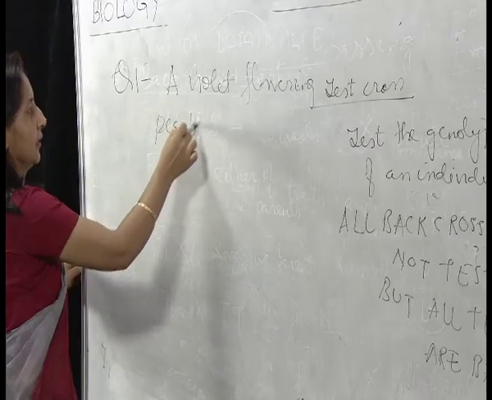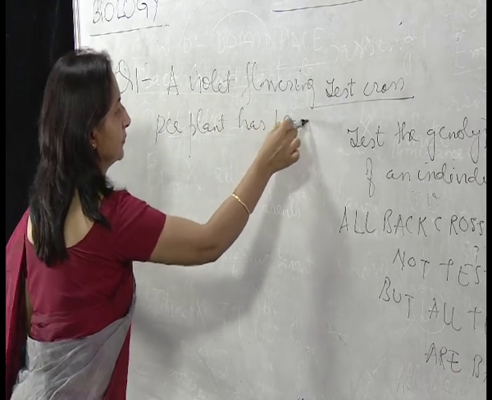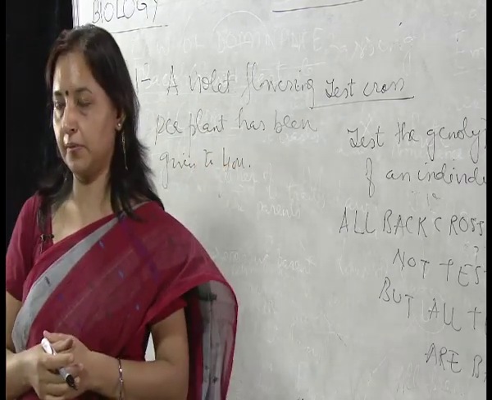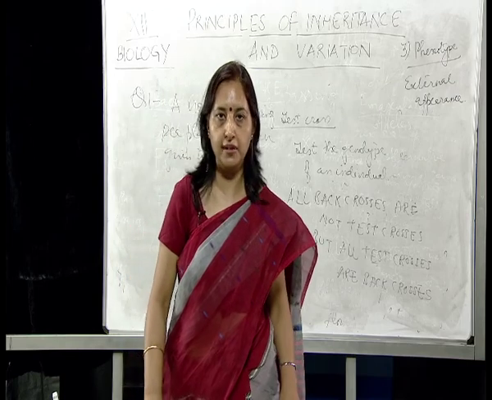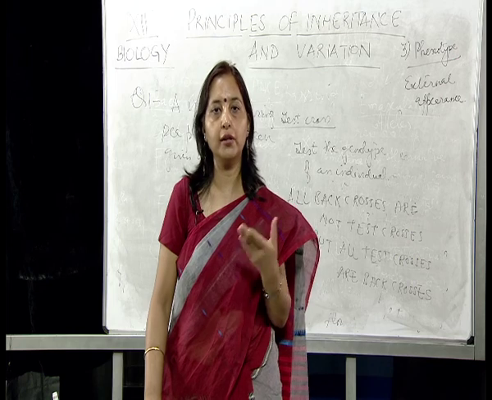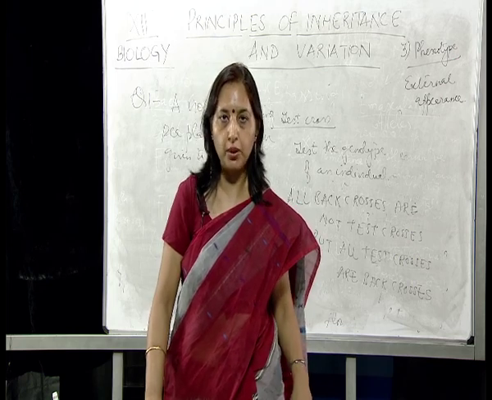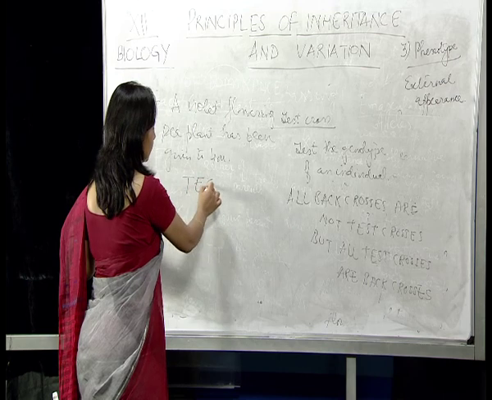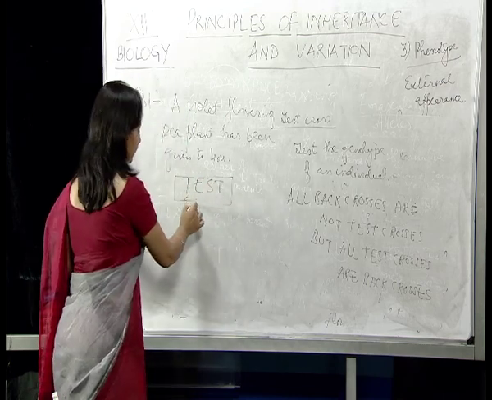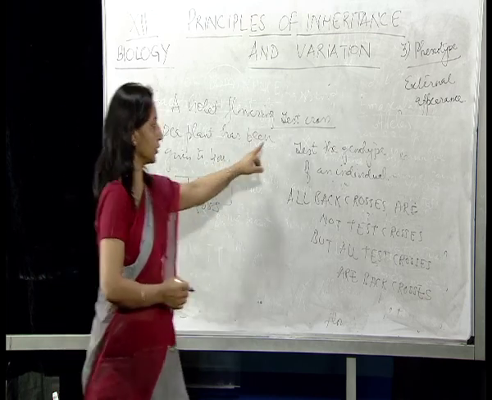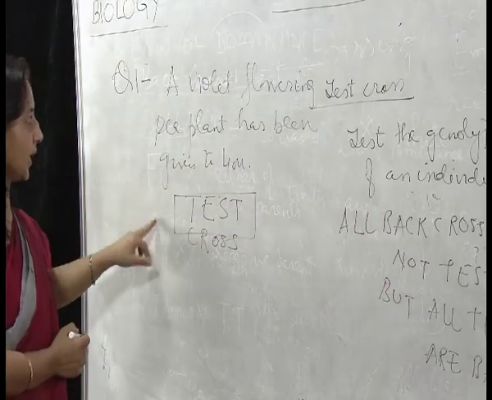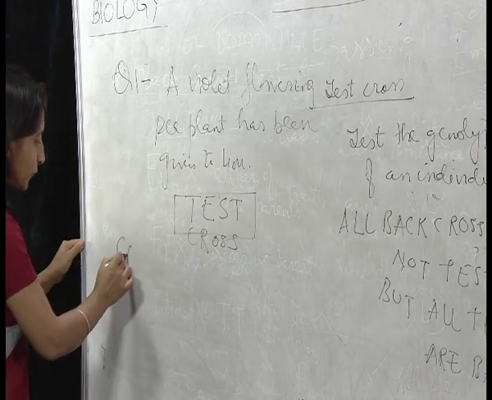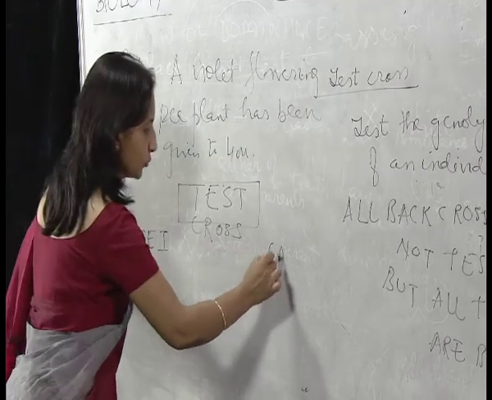A violet flowering pea plant has been given to you. How will you ensure its genotype? So a violet flowering pea plant is given to you, and you have been asked to find out whether it is pure violet or it is hybrid. In other words, whether it is homozygous or heterozygous. So what will you do? As I said, we will subject this flowering plant to test cross, because test cross is used to test the genotype of an individual. So we will subject this violet flowering plant to the test cross and we'll find out the results. Let's see the results. So we can have case 1 and case 2.